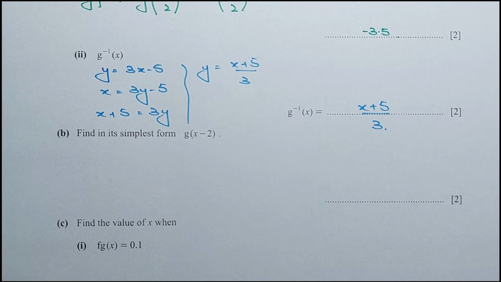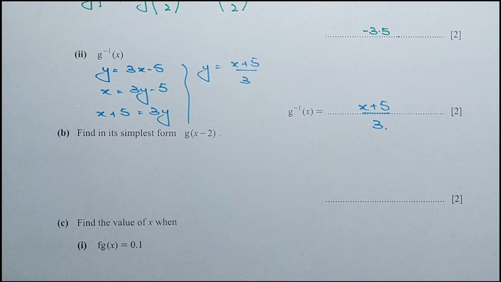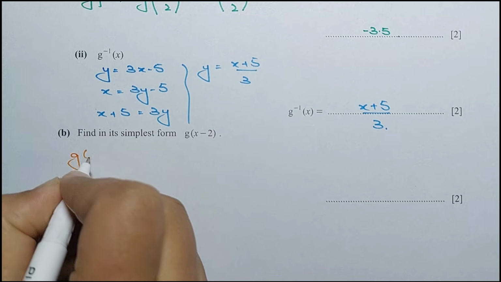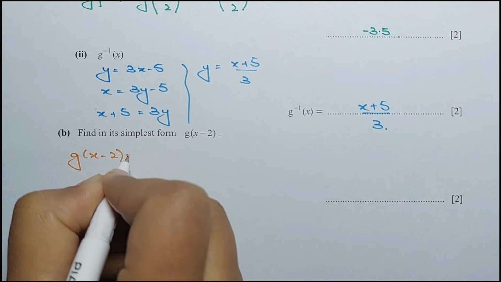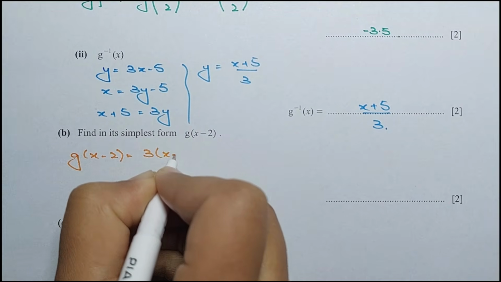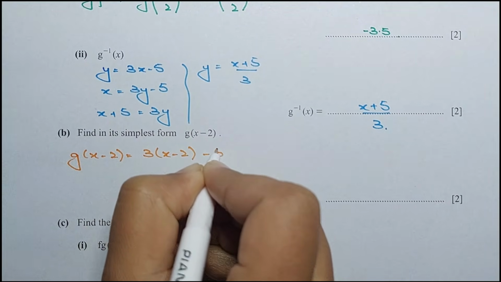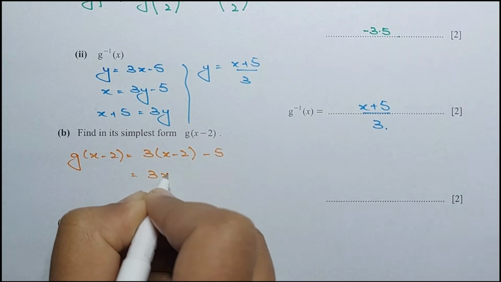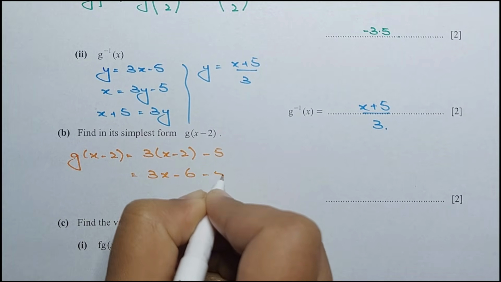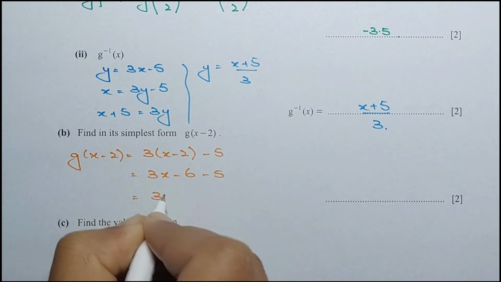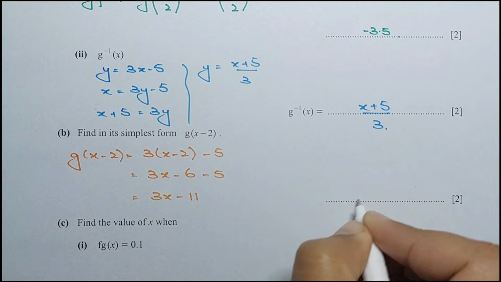Now for part B, find in its simplest form g of x plus 2. x is replaced with x plus 2, so 3 into x plus 2 and minus 5. So 3x, and 3 times 2 is 6, minus 5. 3x plus 1 in its simplest form.